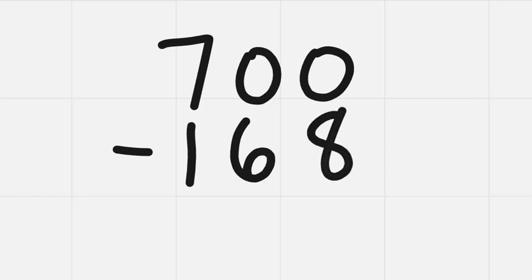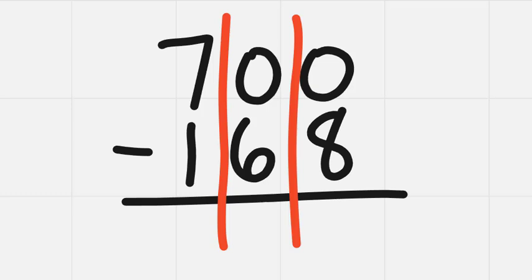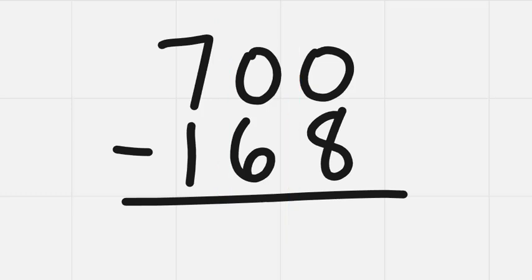700 minus 168. Please copy this problem, as we'll answer it together. Remember, if you have difficulty lining up your numbers, you may draw lines to help line up the numbers in each place value. We'll begin with 0 minus 8.